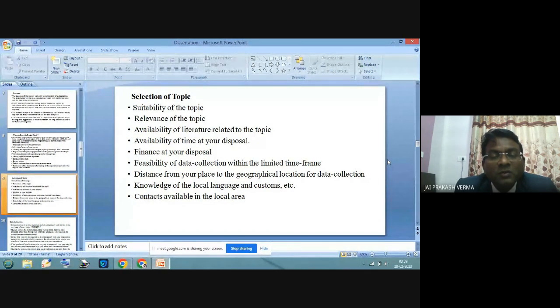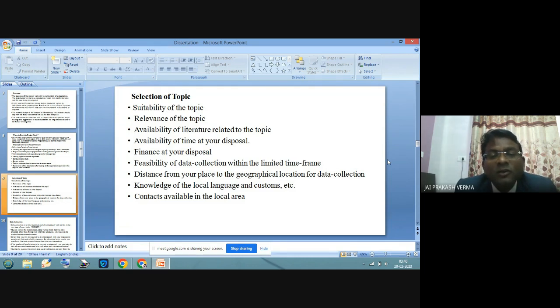Availability of literature related to the topic. Before choosing the topic, you must go through the literature review, and if literature is sufficient, you will get a lot of help from that particular literature. And if a topic has no literature, no previous studies have been done, please don't choose such a topic. A lot of time and work is required for that. So go for the topic which already has sufficient literature; it's a very practical aspect. So available literature related to the topic must be kept in mind when you go for a research dissertation.